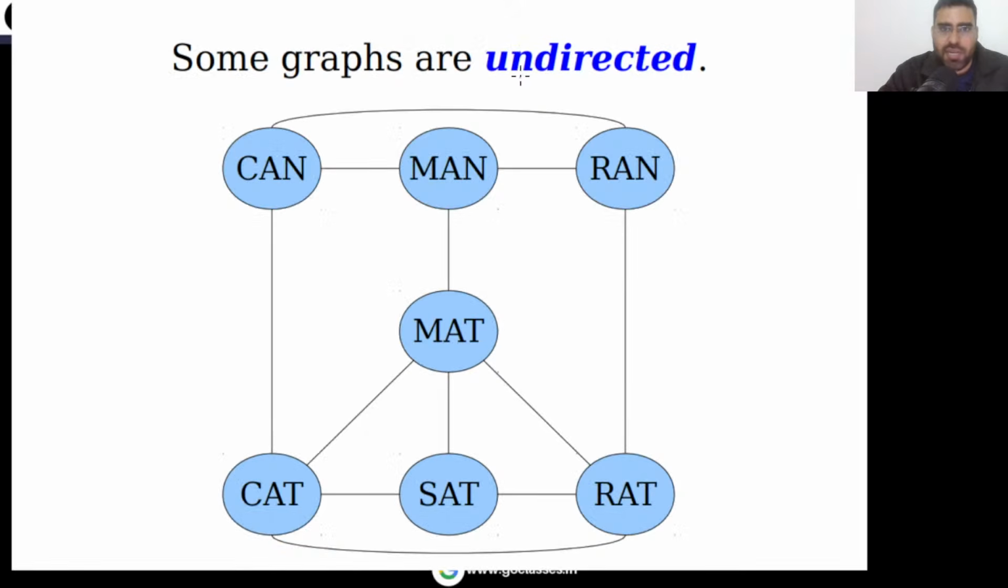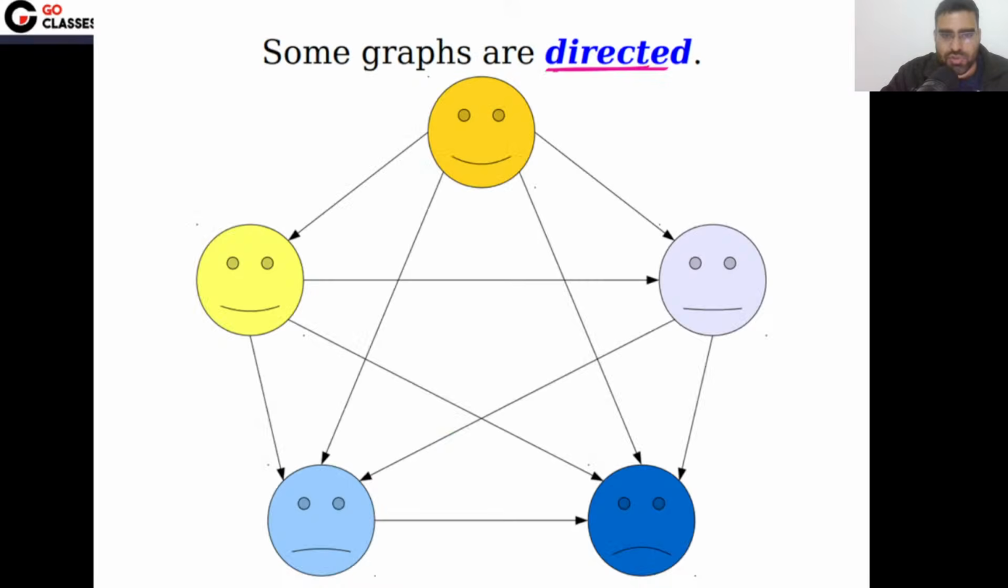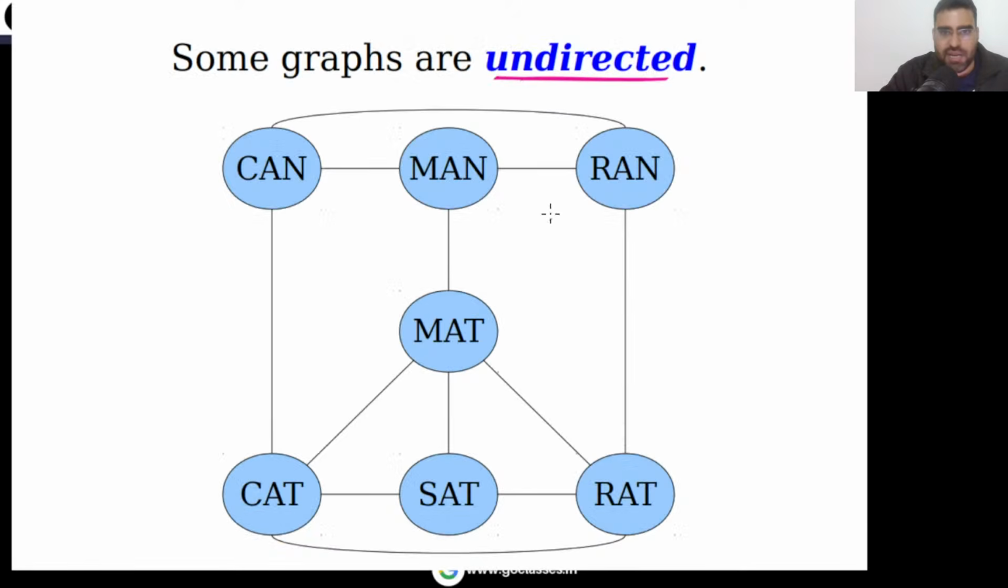Similarly, a graph can be undirected also. For example, look at this edge, it has no direction. Look at this edge, it has no direction. There is no edge which is directed; all the edges are undirected. This type of graph is an undirected graph. So directed graph means edges have direction, and undirected graph means edges don't have direction.